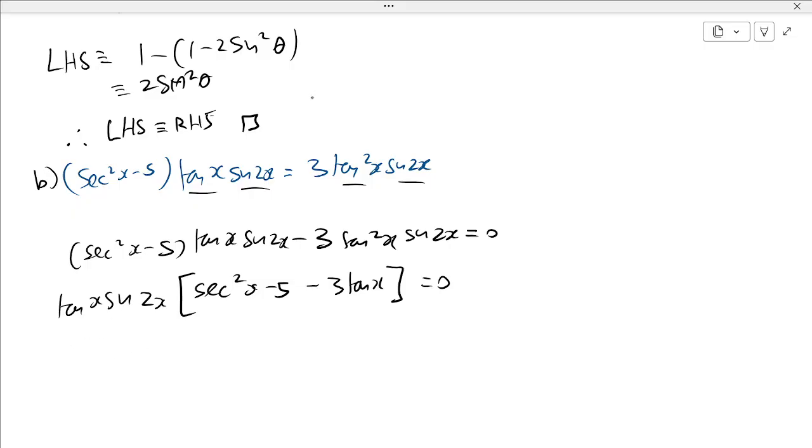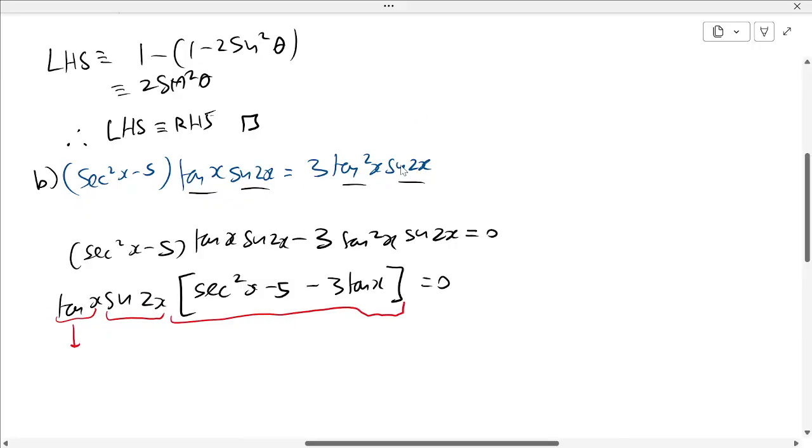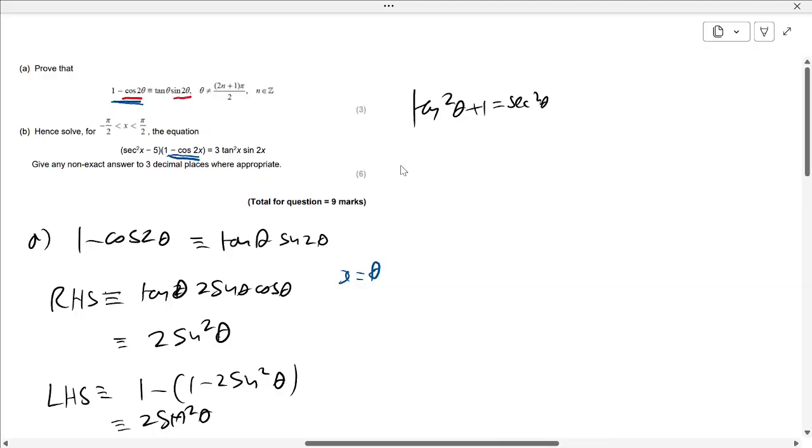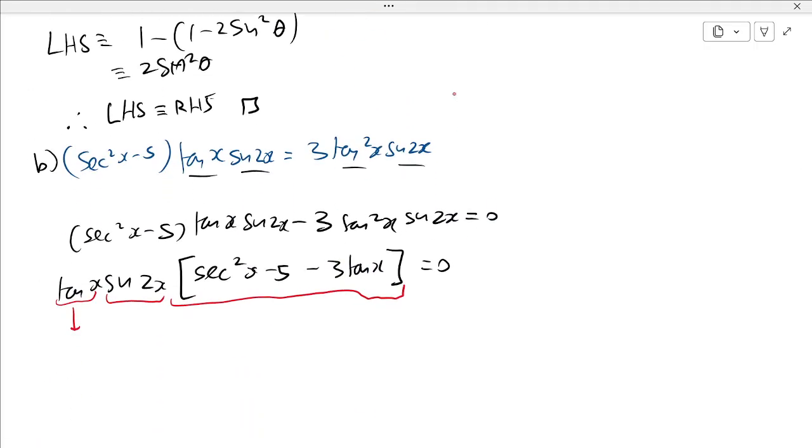Now I have a product, right? I've got 1 bracket, 2 bracket, 3 brackets equal 0. So I need to say that any one of those could be 0 and get all my solutions. Just going to remind myself of what range x could be in. X is between minus pi by 2 and pi by 2. Okay. So tan x being 0 would lead to x being 0, only solution in that range.